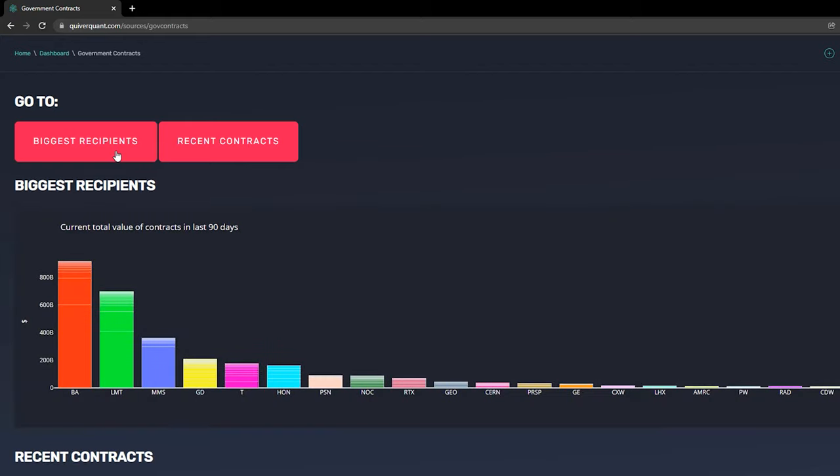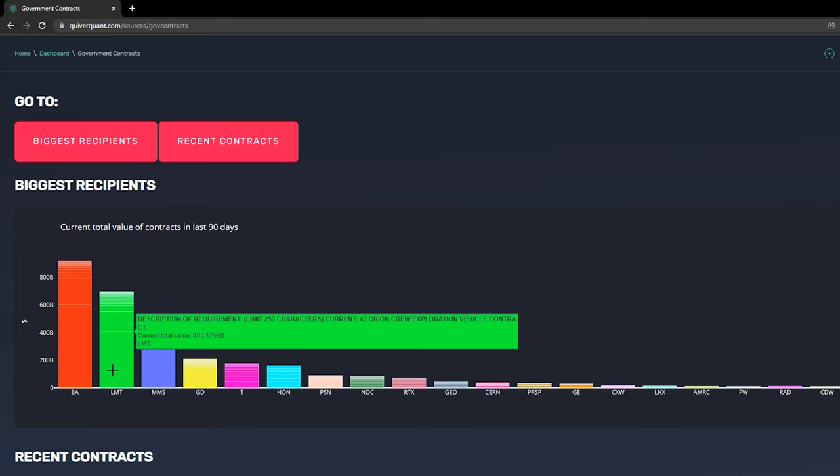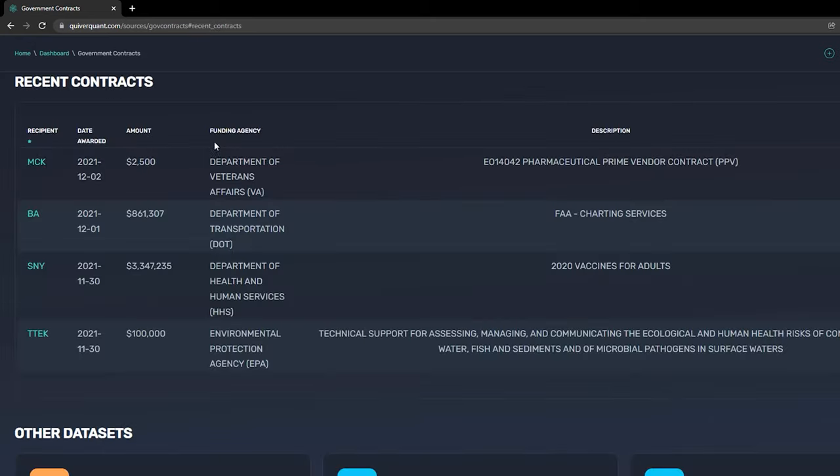We could see the biggest recipients, most recent contracts. We see BA, I believe that's Boeing, LMT is Lockheed Martin. Let's go to recent contracts, right? Let's say we wanted to trade off this. Let's see, we have BA, which I believe is Boeing. December 1st, 861,000. It looks like Department of Transportation, FAA charting services.